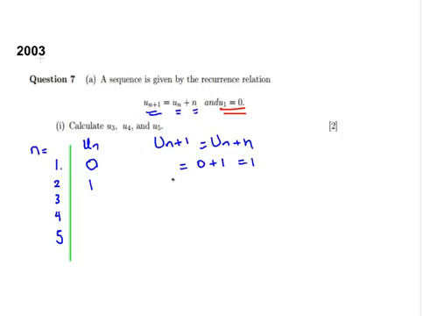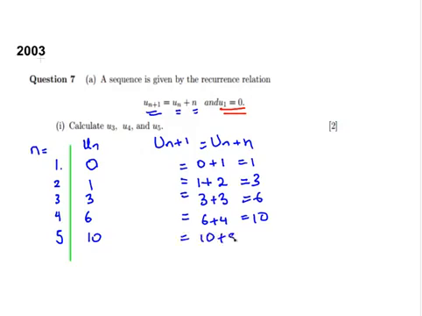So let's put that there. U of n plus 1 is equal to u of n, which is 2, no, it's 1, plus 2. And that gives us 3. Here we have 3. The next value is going to be 3 plus 3. That's equal to 6. Next value is 6 plus 4, and that's equal to 10. Next value is 10 plus 5, and that's equal to 15. So those are the values there.